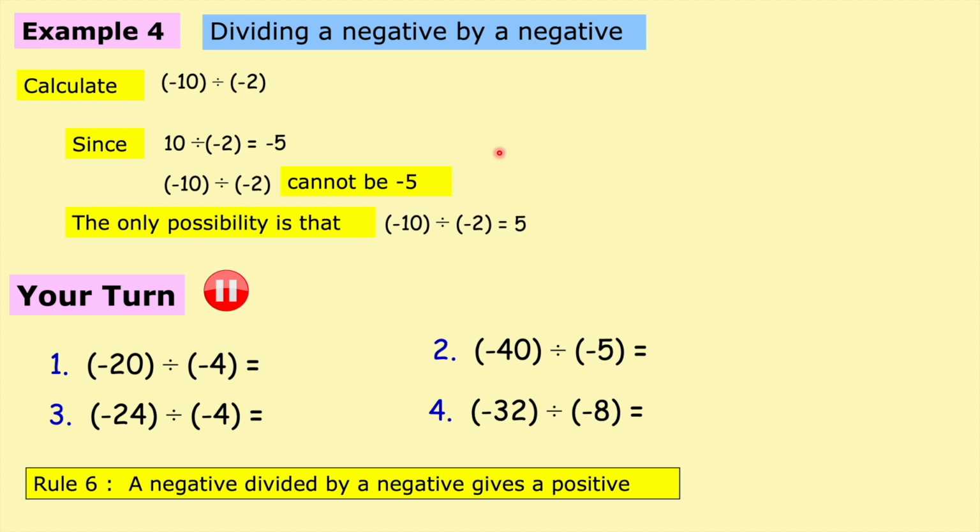Okay, so let's go through the answers. So negative 20 divided by negative 4 will give you positive 5. Negative 40 divided by negative 5 will give you 8. Negative 24 divided by negative 4 gives us 6. And negative 32 divided by negative 8 will give us 4. So well done if you got those.